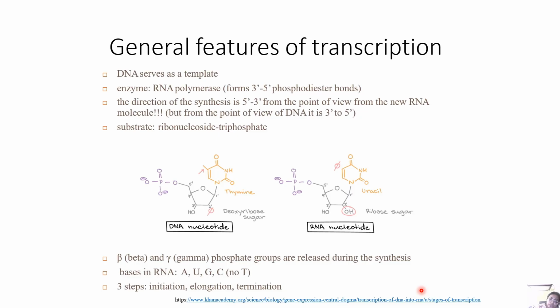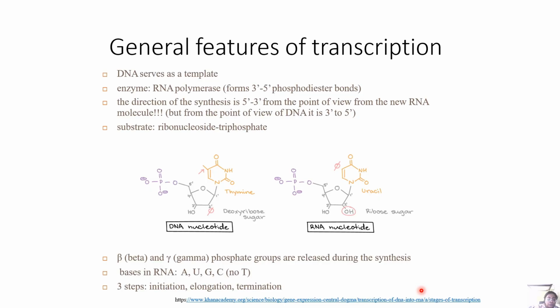So what are the general features of transcription? DNA serves as a template. The enzyme RNA polymerase complex forms 3' to 5' phosphodiester bonds. The direction of synthesis is 5' to 3' from the point of view of the new RNA molecule, but from the point of view of DNA, it is 3' to 5'. The substrate is nucleoside triphosphate. Beta and gamma phosphate groups are released during the synthesis.